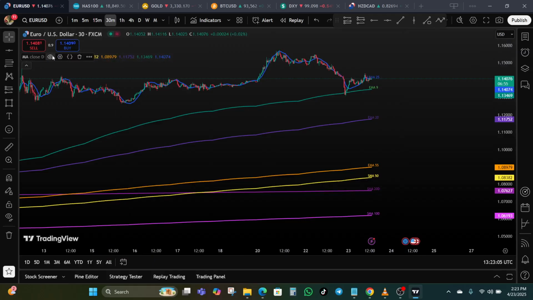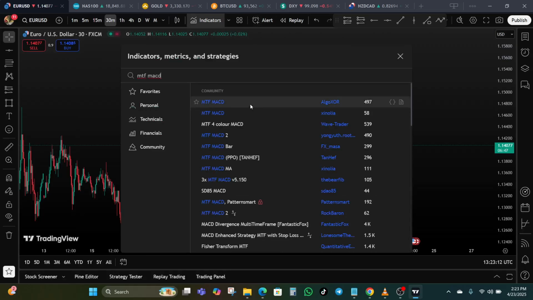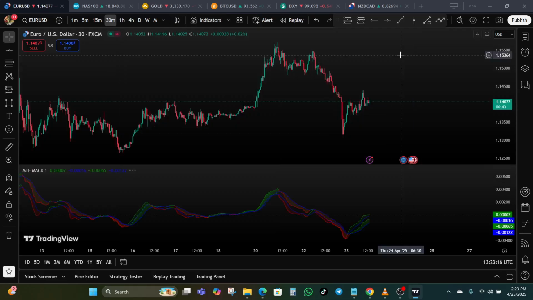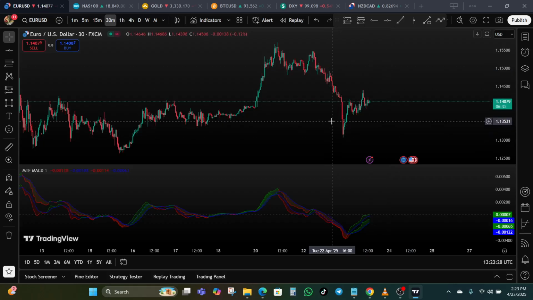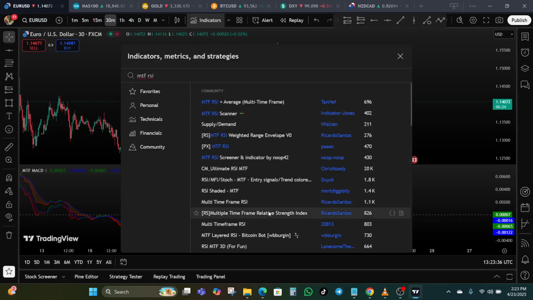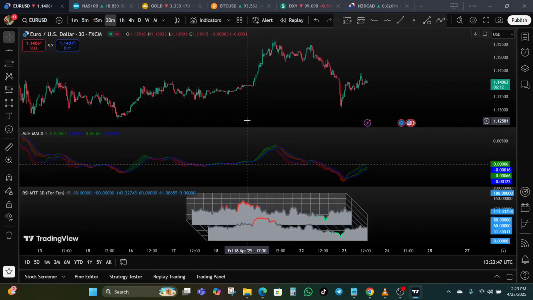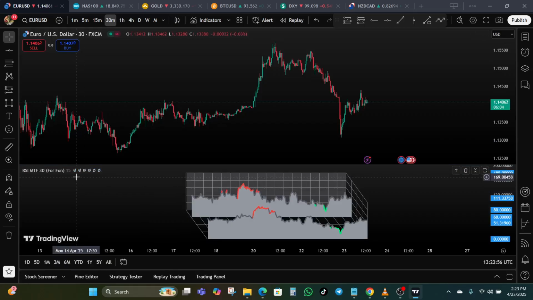And then an MTF MACD, for example, can give you information about exhaustion or reversal points across different time frames. Basically, you can see where momentum is building across different time frames. While an MTF RSI can show you potential reversal points even from a higher view. Now, these are just a few examples. MTF support and resistance zones can help you to know where the market is likely to react.